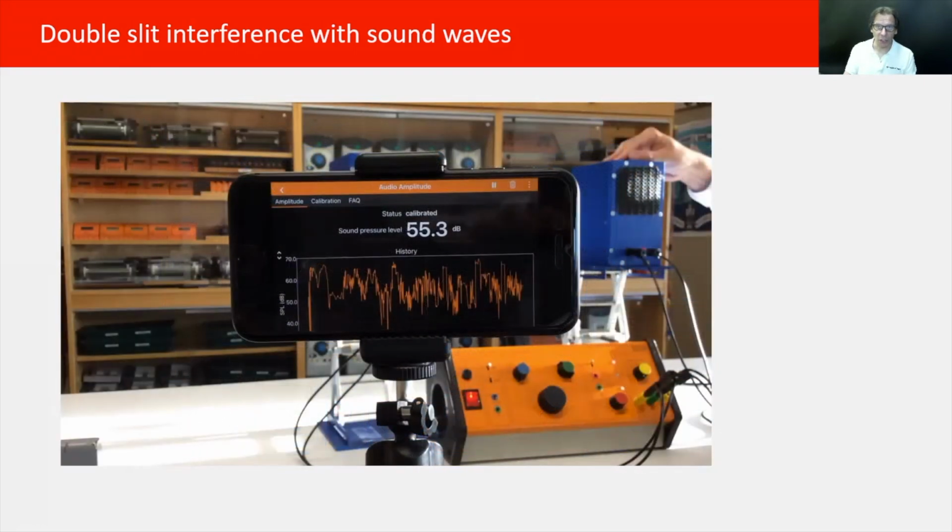Another nice demonstration you could do is place the phone in a region of destructive interference and ask the students what would happen if I unplug one of the speakers. The students might think that the sound goes quieter because I'm removing one source of sound. However, the sound will get louder. When I unplug one of the speakers, destructive interference is no longer happening.